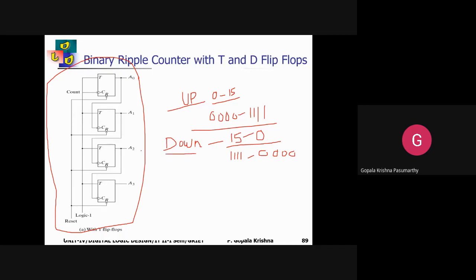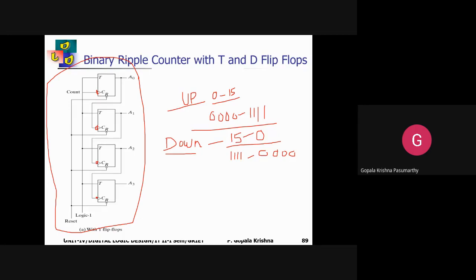Very simple. A binary down counter can be constructed by simply removing this bubble. Remove this bubble. Remove this bubble. Remove this bubble. Remove this bubble. That's all. This is a down counter.